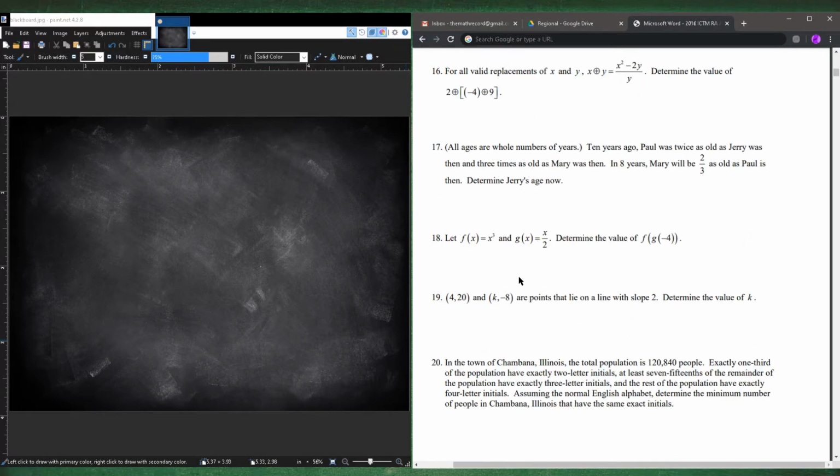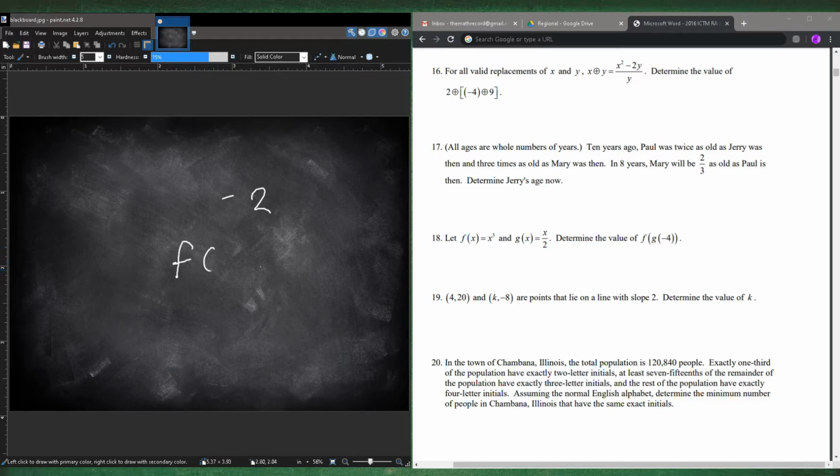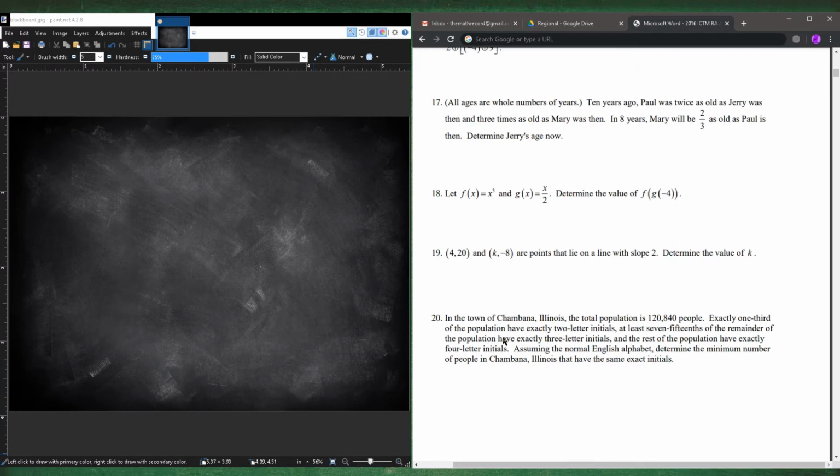Okay. Number 18. Let f of x is equal to x cubed and let g of x is equal to x divided by 2. Determine the value of f of g at -4. So we work inside out. So g at -4. Plug in -4 into g. -4 divided by 2 is -2. Now we have to find f of -2. So f of -2 is -2 to the power of 3. That is -8. So our answer for number 18 is -8. It is really easy.